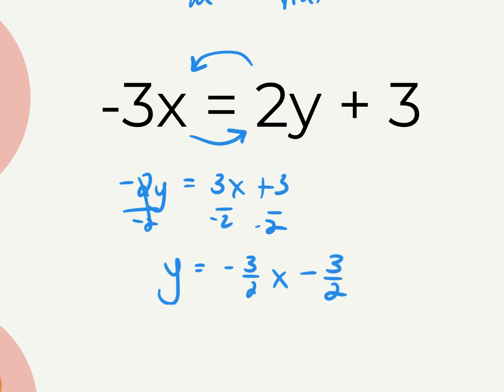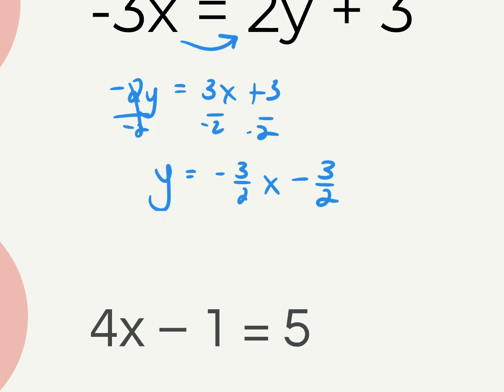Does it matter where you put that negative, if it's with the 3 or with the 2? No. Just as long as you know that it's negative. So this is going to be my slope, and this is my y-intercept. So which way is my line going to slope? Upwards or downwards? Good.